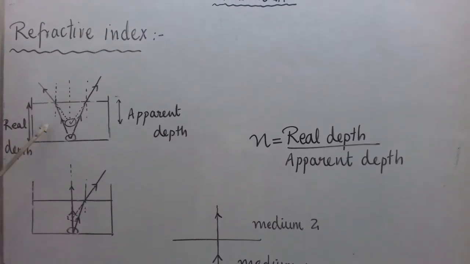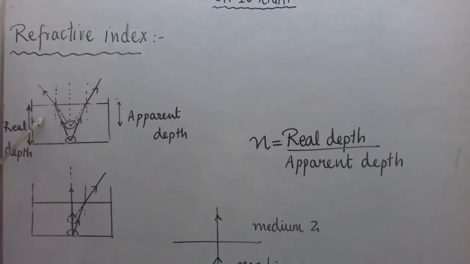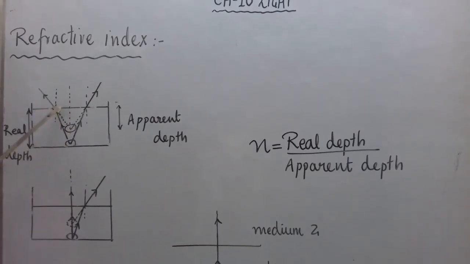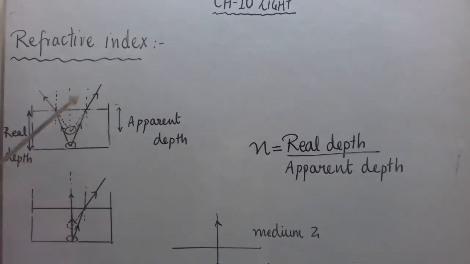Now we are considering a beaker containing water placed in air. I have chosen symmetrical rays. Two rays coming from this point reach this boundary, the upper surface of the water. It is going to come out of water, which means it is going to change the medium. So obviously here refraction takes place.